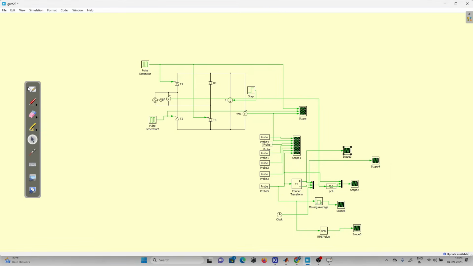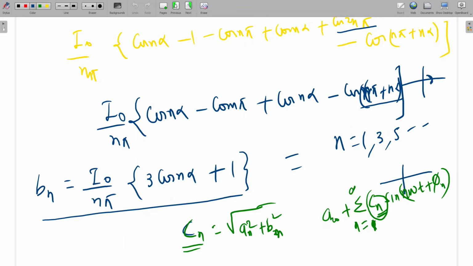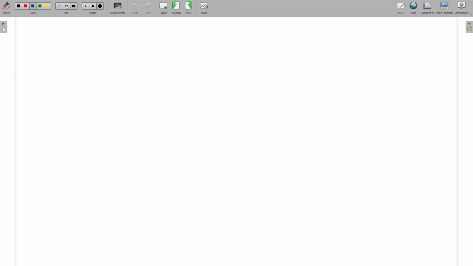So if this type of question is asked in the exam, you just have to calculate an and bn. This is a simple step, and this type of question can be asked for 2 marks. Just calculate a1 and b1, and then you can get this amplitude, and what will be the final RMS value? The RMS value will be this divided by root 2. IS1 RMS will be this divided by root 2. So 11.47 divided by root 2. What will be this value?